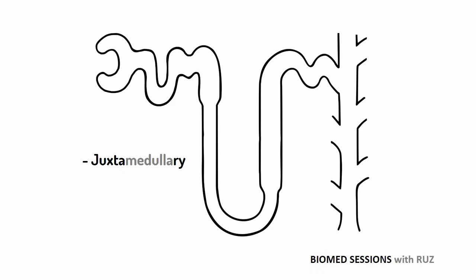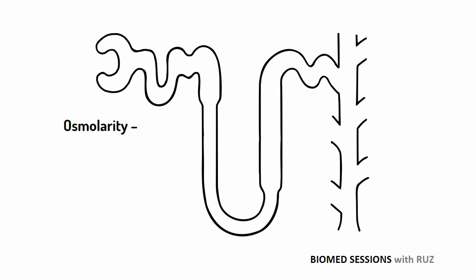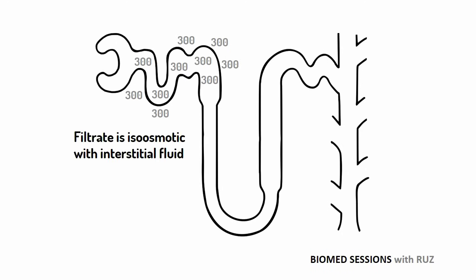As discussed in my function of the nephron video, filtrate moves through the tubules and eventually exits the collecting duct as urine. But what we want to know is, why does the concentration of filtrate increase as you go further down the loop of Henle? Osmolarity is the concentration of a solution, often expressed as milliosmoles per litre. Filtrate in the proximal convoluted tubule has an osmolarity of 300 milliosmoles per litre, the same as the surrounding interstitial fluid. This means that the filtrate is isoosmotic with its surroundings, but it's a very different story in the loop of Henle. Let's zoom in.